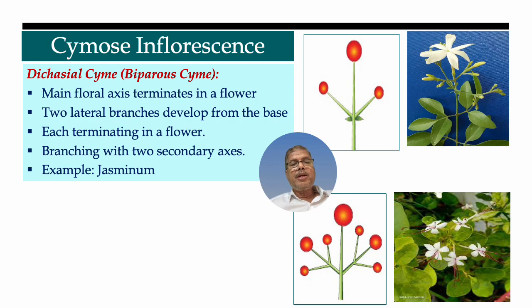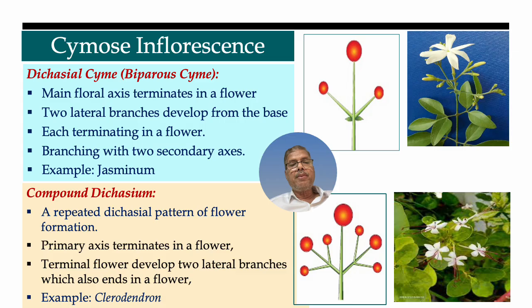A dichasial cyme, also known as a biparous cyme, is a type of cymose inflorescence where the main floral axis terminates in a flower, and two lateral branches develop from the base of that flower, each also terminating in a flower. This pattern of branching with two secondary axes is characteristic of the dichasial cyme. An example is Jasminum.